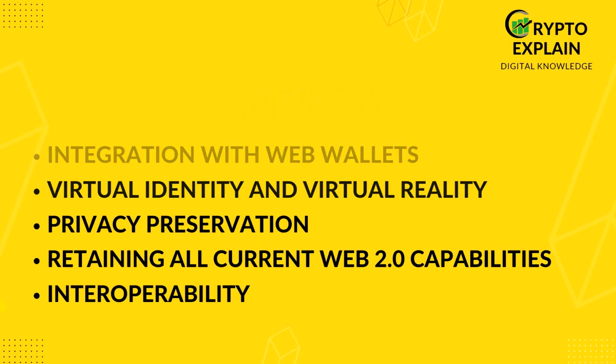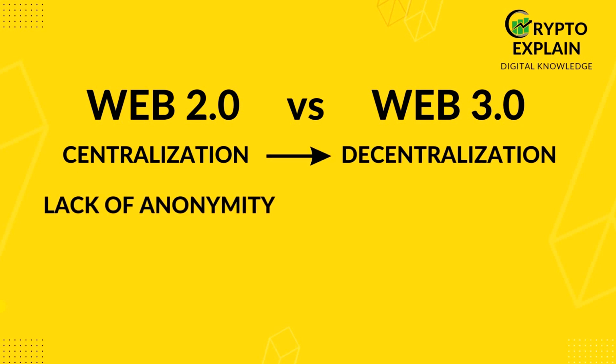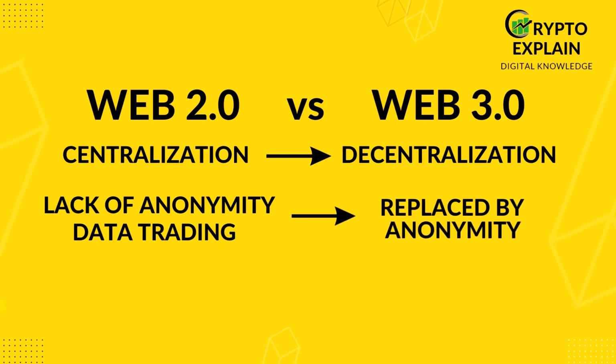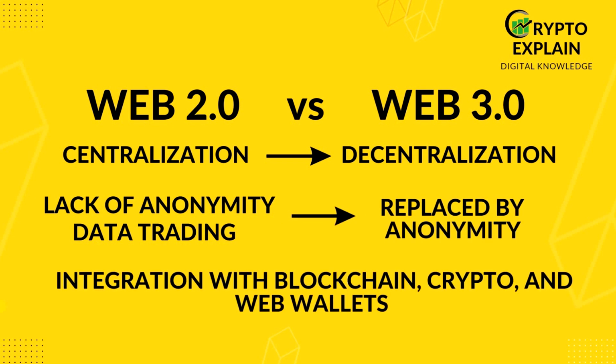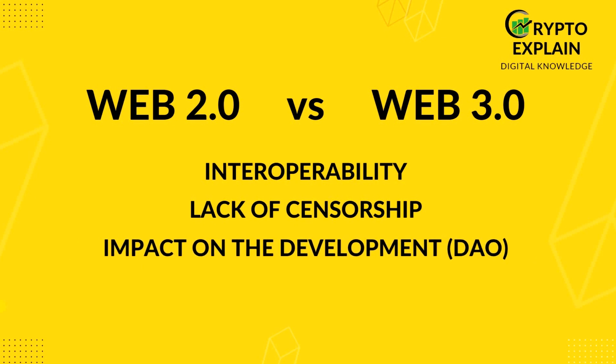To summarize, what distinguishes Web 3 from 2? Centralization gives way to decentralization. Lack of anonymity and data trading are replaced by anonymity. Integration with blockchain, cryptocurrencies, and web wallets emerges. We have interoperability, absence of censorship, and influence on development through DAO organizations.